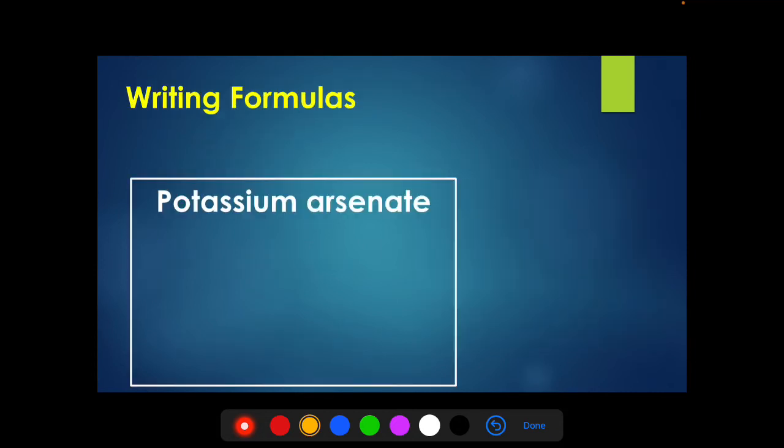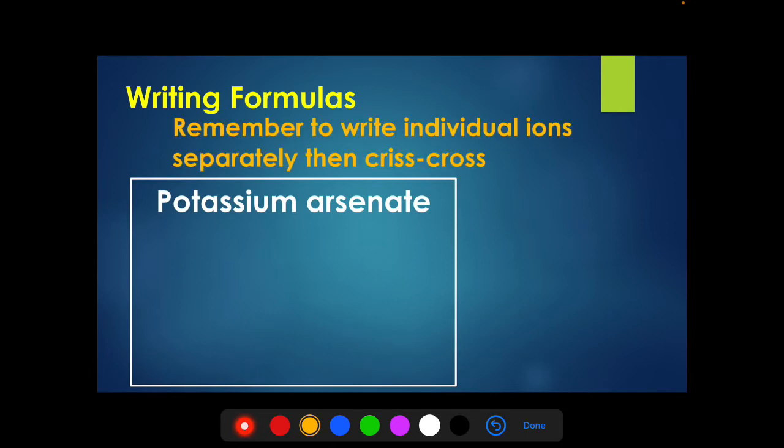Now, what if we went backwards and did formula writing? Well, this is the same as it's always been. Remember, we're going to write our 2 ions out first. And I know that the ions are a little bit bigger right now, but that's okay. We're still going to write our 2 ions out first.